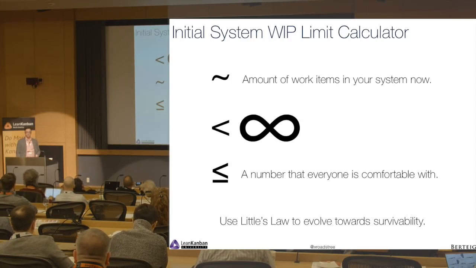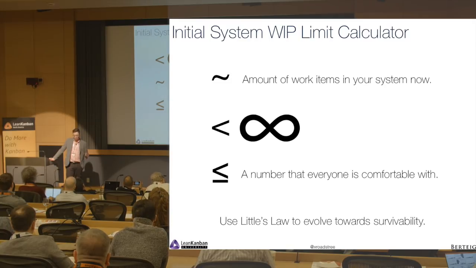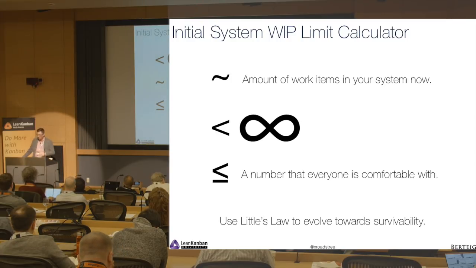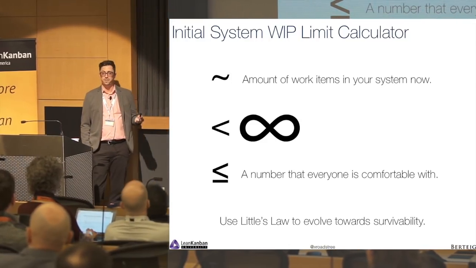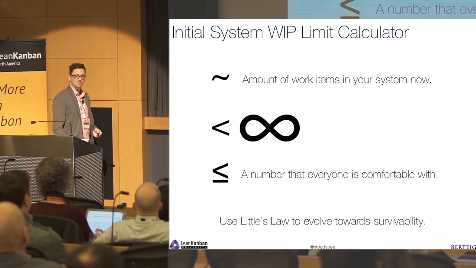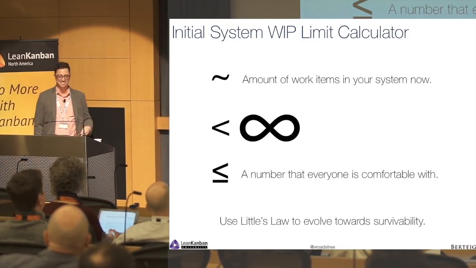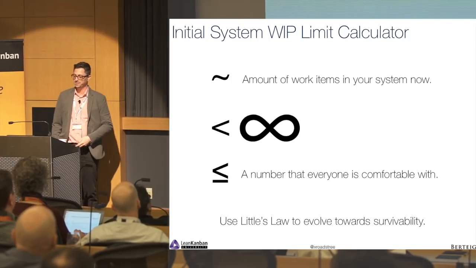WIP limits make people uncomfortable. WIP limits are a stressor that stimulate improvement of the complex adaptive system. But if they're too extreme, they can provoke resistance. And what does resistance do? It causes the change to fail. So then gradually you use Little's law to evolve towards survivability, right? It's just the initial WIP limit. Then you actually have to be able to survive eventually.